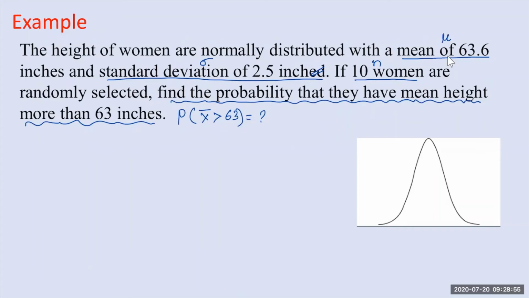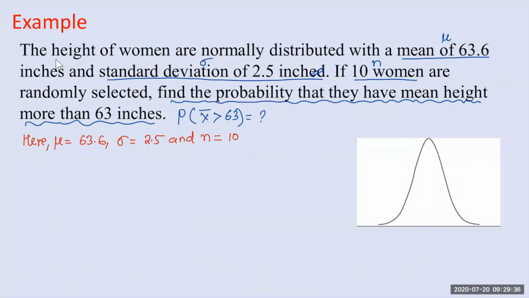What they have given is the population mean is 63.6. Population standard deviation is 2.5. And sample size is a small sample size, 10. You can see here, if the sample size is 10, if it is less than 30, we don't know whether the sampling distribution is normal or not. For the sampling distribution to be normal, the population must be normal.